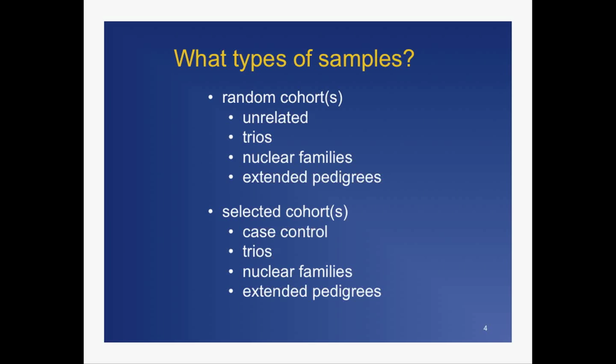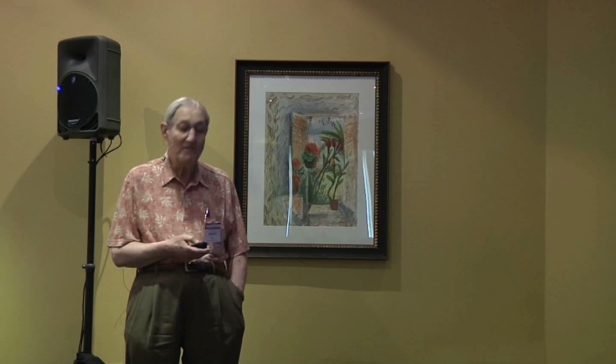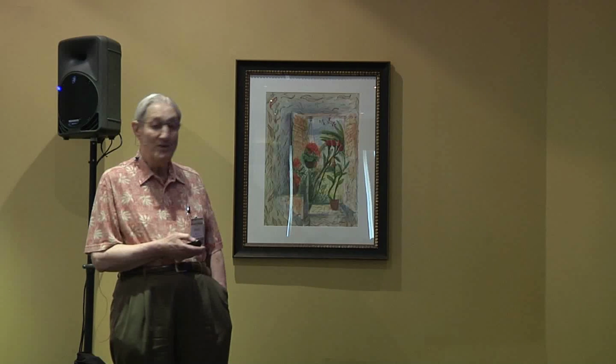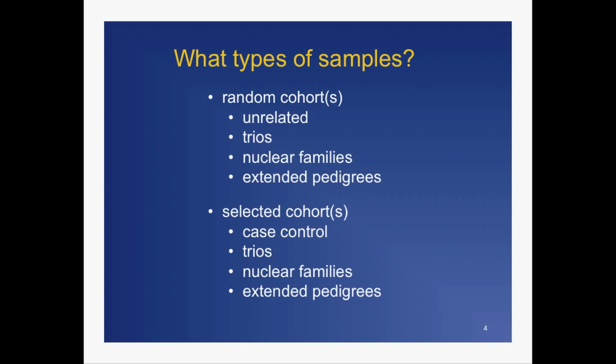Otherwise, we have selected cohorts. And the selected ones could be case control, which now seems to be all the rage. Trios again. In other words, we might select parents and offspring because the offspring is affected. Or nuclear families in which at least one child is affected, or extended pedigrees where somebody is affected. And all these things really need careful consideration. And I don't think it's at all obvious, as you'll see as I go on, what we should be doing.